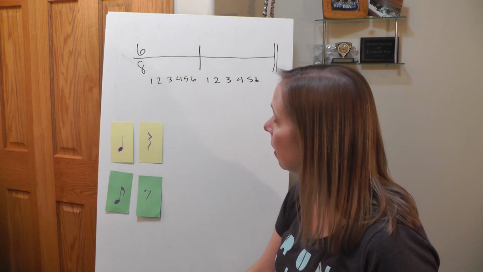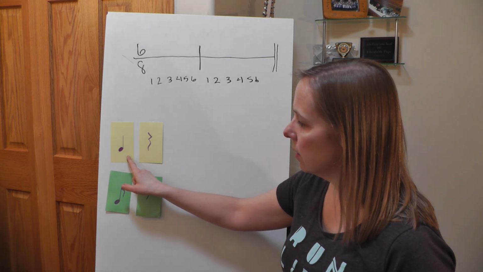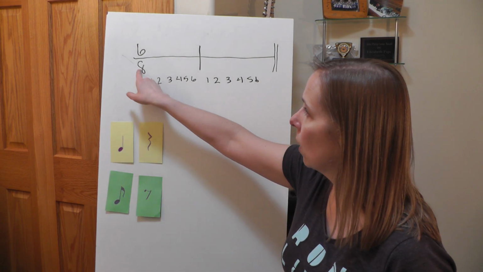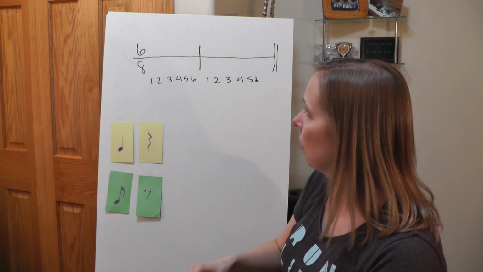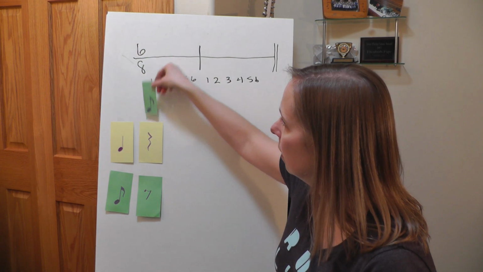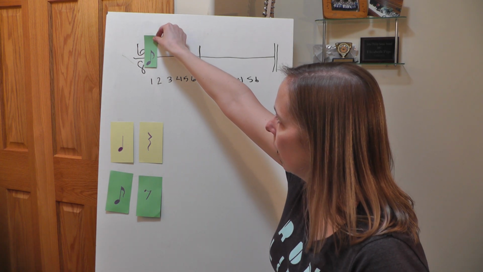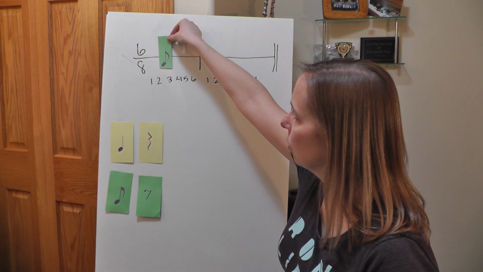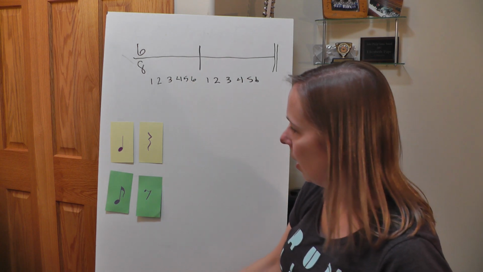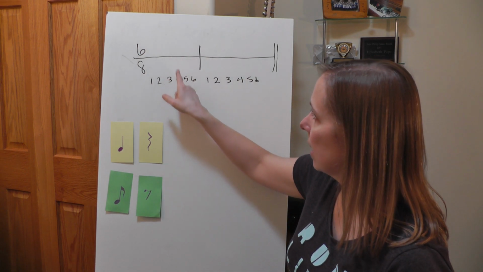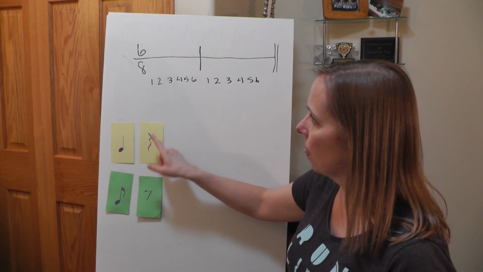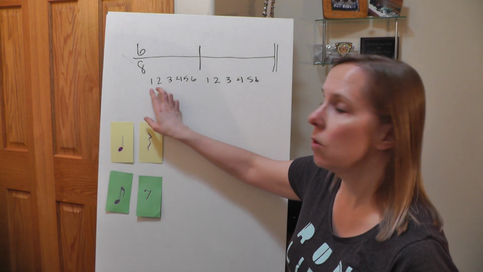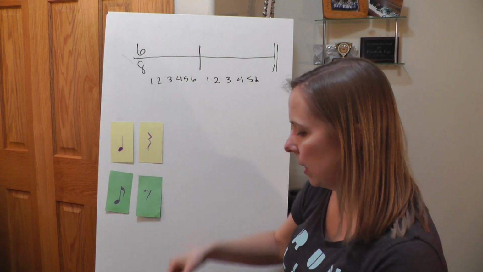So a quarter note gets 2 beats. Eighth note is what gets the 1 beat. There are 6 eighth notes. Each of these is an eighth note. So I could write an eighth note on beat 1, and then another one on beat 2, 3, 4, 5, 6. I could also substitute an eighth rest in any of those spots. I could use a quarter note, which would take up 2 spaces, or a quarter rest takes up 2 spaces.